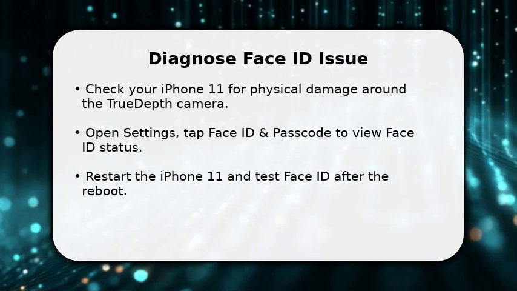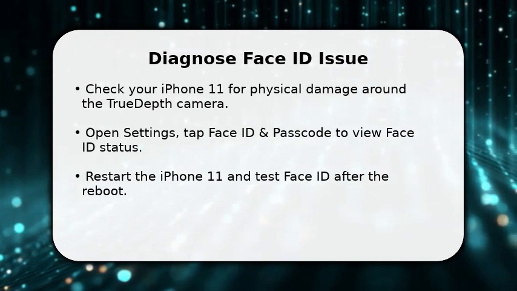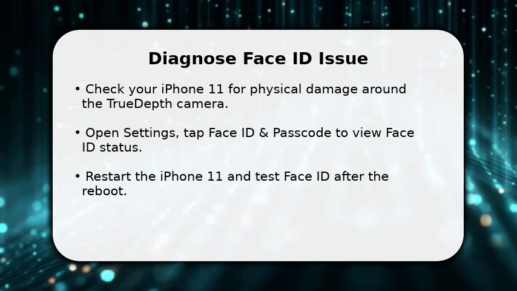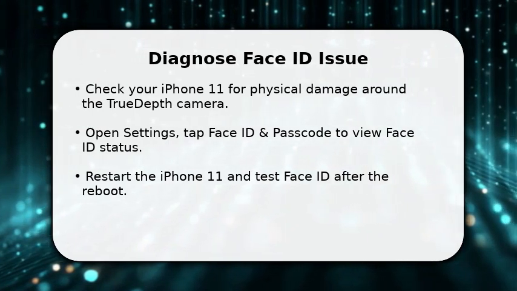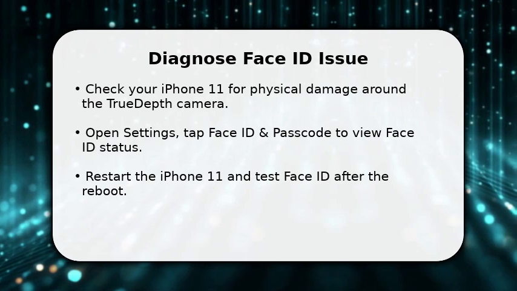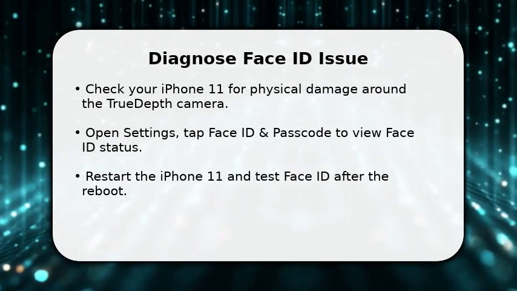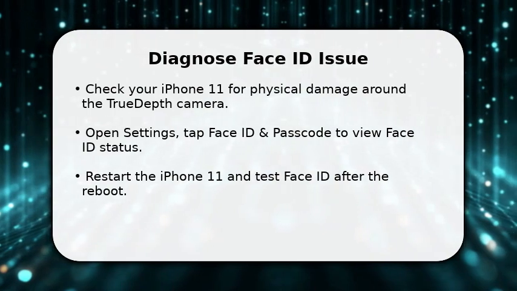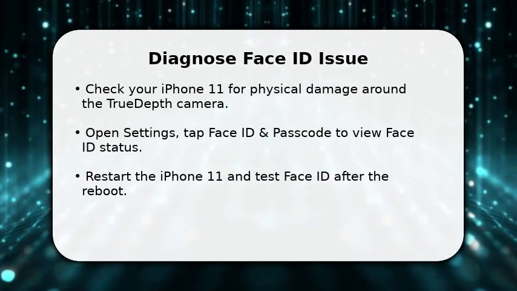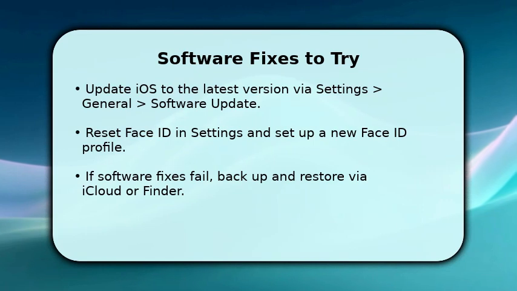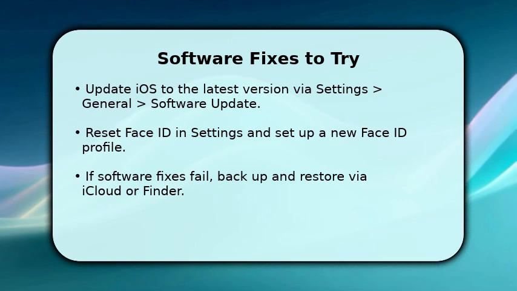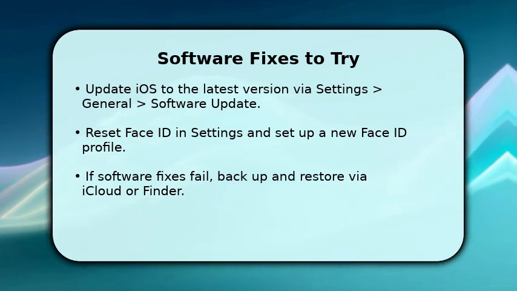Restart the iPhone 11 using the side button and volume button sequence. After the phone reboots, return to Settings and test Face ID again to confirm the issue persists. If the issue persists without physical damage, update iOS to the latest version via Settings, General, Software Update. Installing the latest firmware often resolves sensor and authentication bugs on iPhone 11 devices.